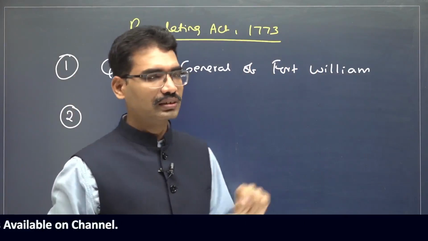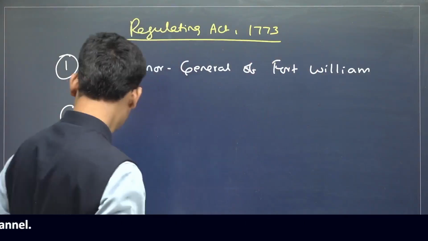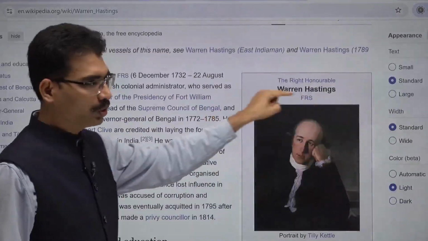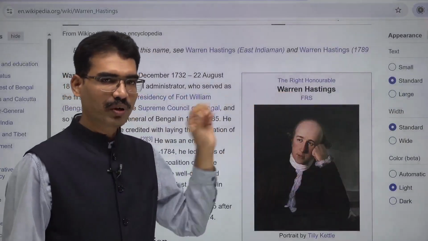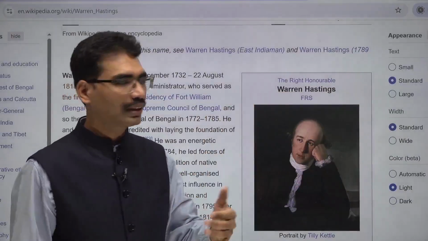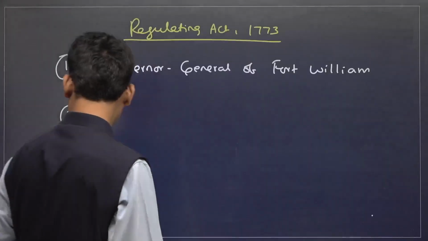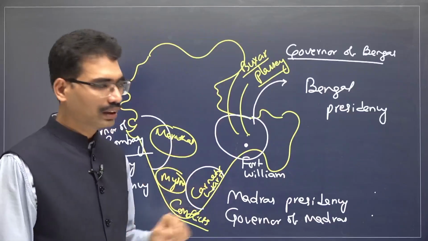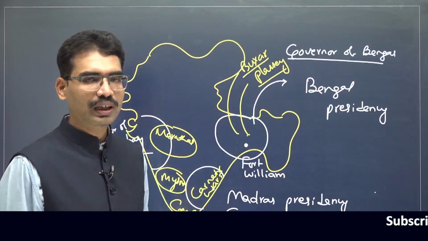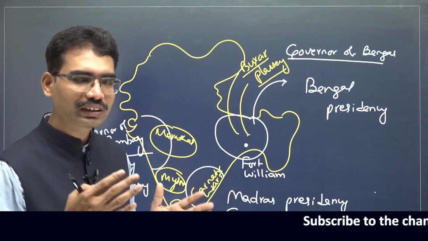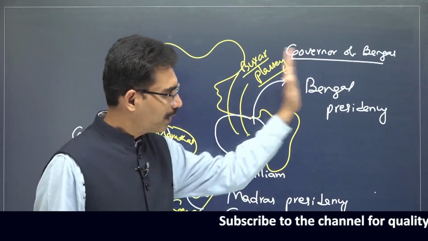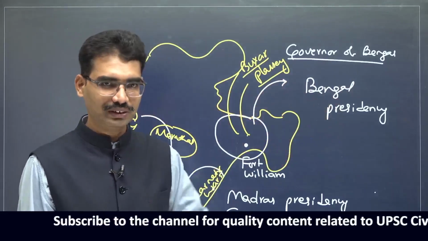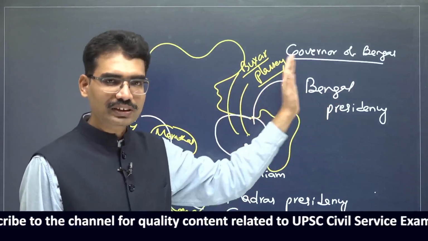Because of this, Warren Hastings was considering himself supreme to both Madras as well as Bombay. But on the other hand, they had the tradition of autonomy. They were not listening to him. This Regulating Act did not give clear-cut powers to Governor General of Fort William. Because of that, some confusion is going to emerge. But this is the first step.